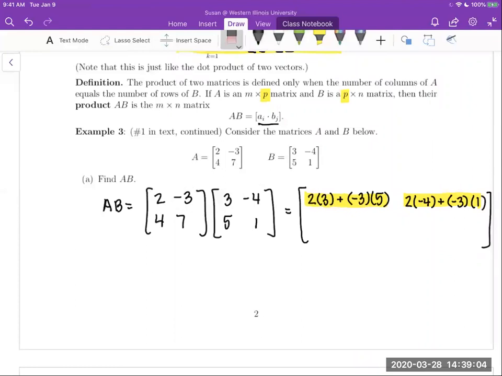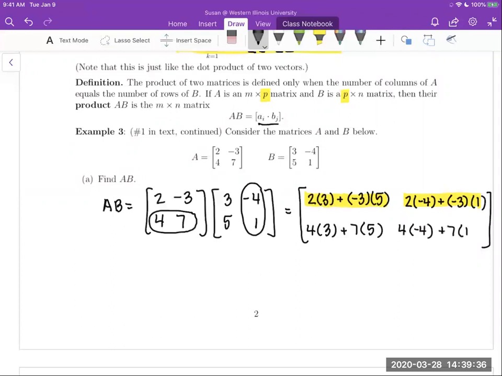So now let's do row 2. We're going to take row 2 of matrix A, dot it with column 1 of matrix B. So what we're going to get is 4 times 3 plus 7 times 5. And then finally, we want the entry in row 2, column 2. So we have row 2 of A and column 2 of B. And that dot product is 4 times negative 4 plus 7 times 1.